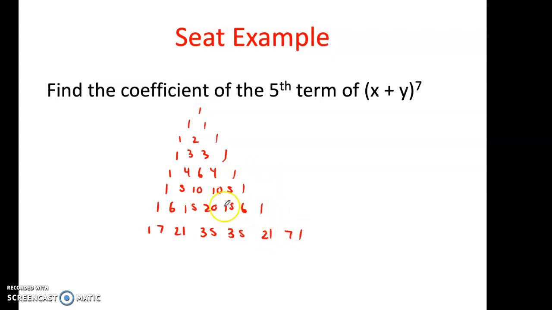Okay, so this is the 7th row. We want the 5th term, so 1, 2, 3, 4, 5. So my answer would be 35.